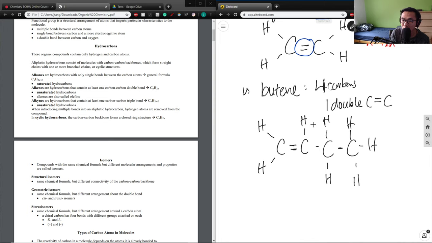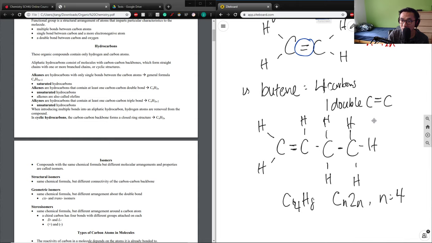And if I count this all up, I'm going to have C4. Again, I have 1, 2, 3, 4 carbons, and I have 1, 2, 3, 4, 5, 6, 7, 8 hydrogens. So C4H8 here is my chemical formula for butene. Remember, it has one double bond, so C double bond C here, and the rest is single bonded hydrogen. So this is butene. Again, it follows this formula of CnH2n, where in this case, n equals 4. So that's just another example.